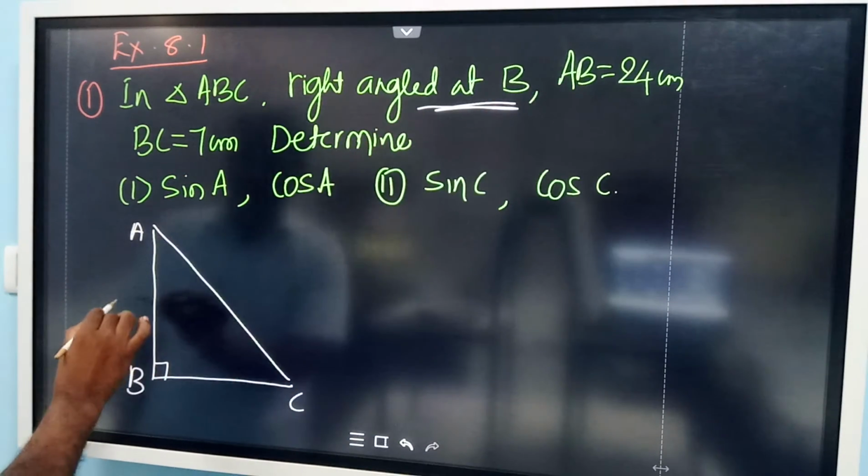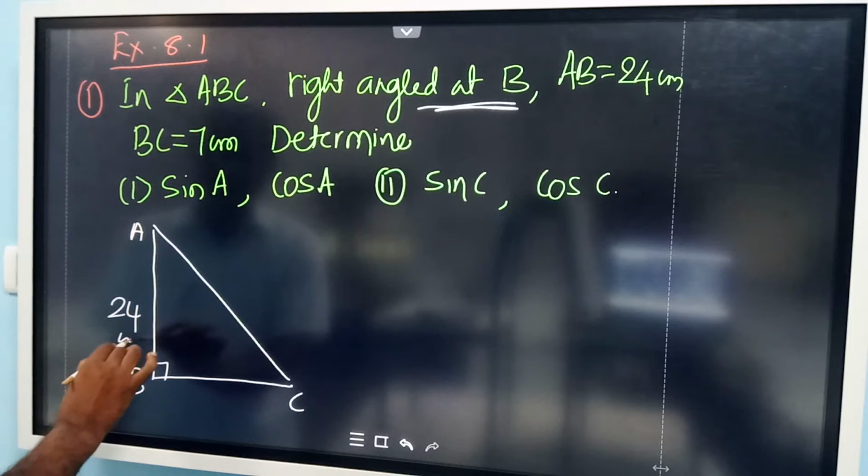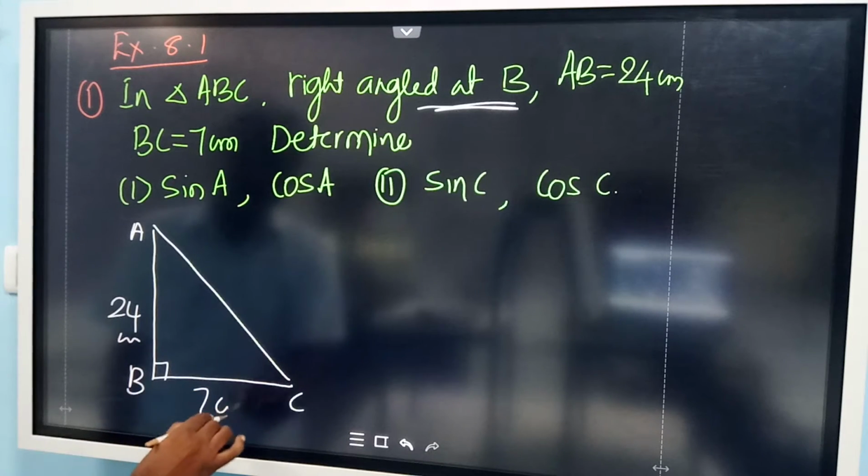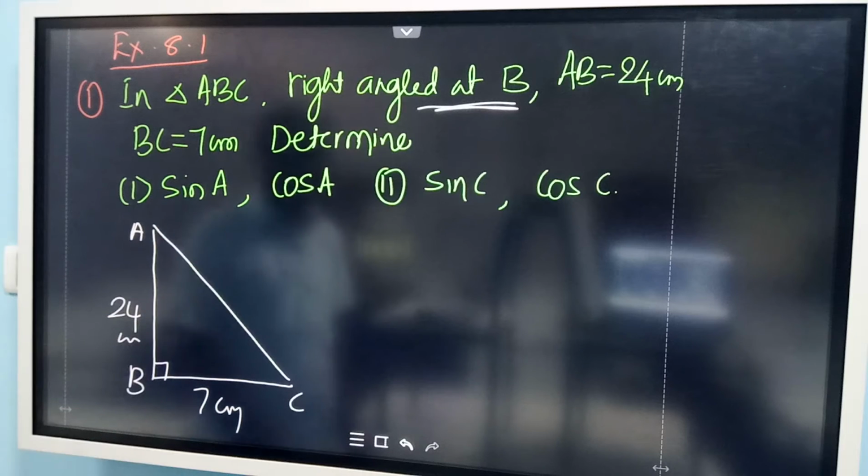Mention this one, AB is equal to 24 centimeter, and then BC is equal to 7 centimeter. Determine sin A and cos A. So you need to use Pythagoras theorem here.